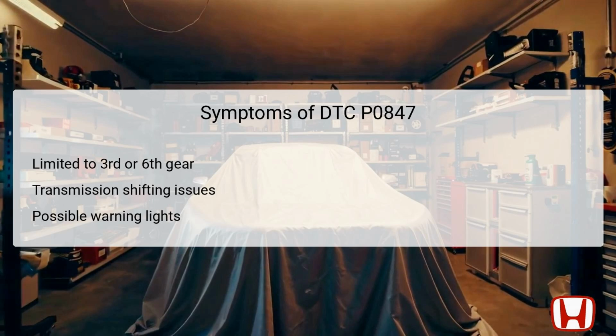When DTC P0847 is triggered, drivers may notice significant symptoms that may affect their driving experience. One clear symptom is the limitation of the transmission to only operate in third or sixth gear due to the fail-safe function of the PCM. This limitation can lead to an unexpected acceleration behavior or difficulty in maintaining consistent speeds in other gears.